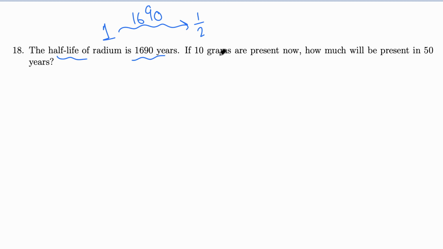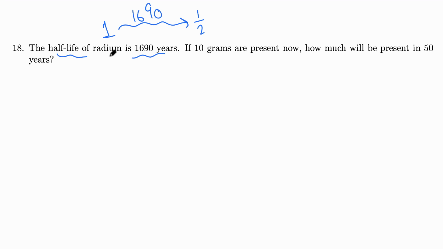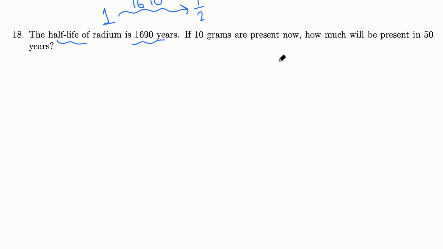Then the second part: if 10 grams are present now, how much will be present in 50 years? That's the second part, after we find the decay rate from the first. So half-life is given. In this exponential decay, we know the formula: A of t, the amount after some time, is given by A naught, the initial amount, times e raised to kt, where k is the decay or growth rate and t is time.